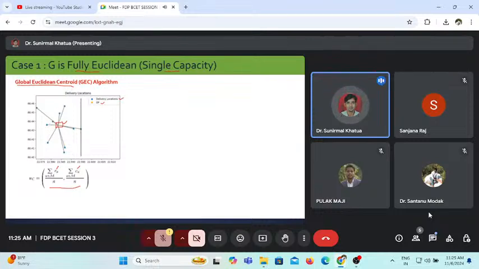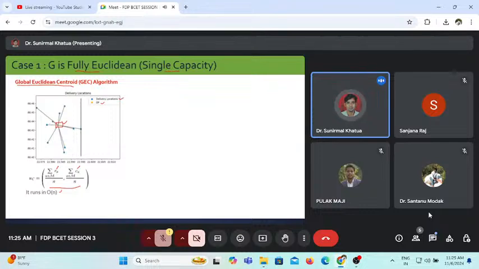The good thing about this algorithm is that it runs in order of n. So if there are n delivery points to be delivered, in a simple for loop running n times, we can find that centroid. So we are done with that.